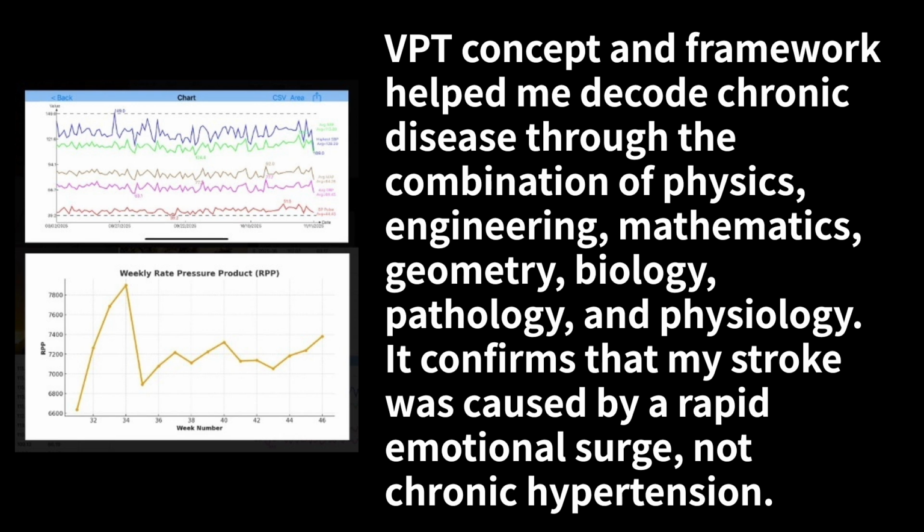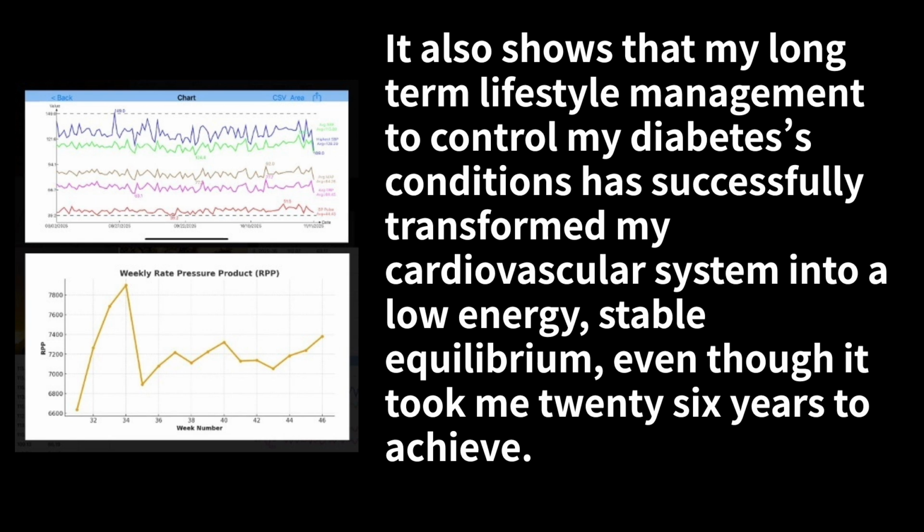Through the combination of physics, engineering, mathematics, geometry, biology, pathology, and physiology, it confirms that my stroke was caused by a rapid, emotional surge, not chronic hypertension. It also shows that my long-term lifestyle management to control my diabetes conditions has successfully transformed my cardiovascular system into a low-energy, stable equilibrium, even though it took me 26 years to achieve.